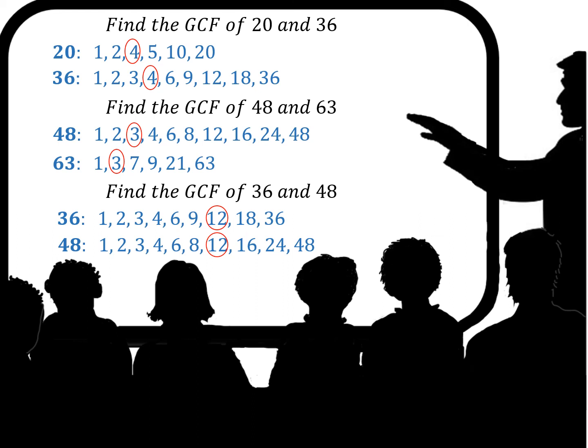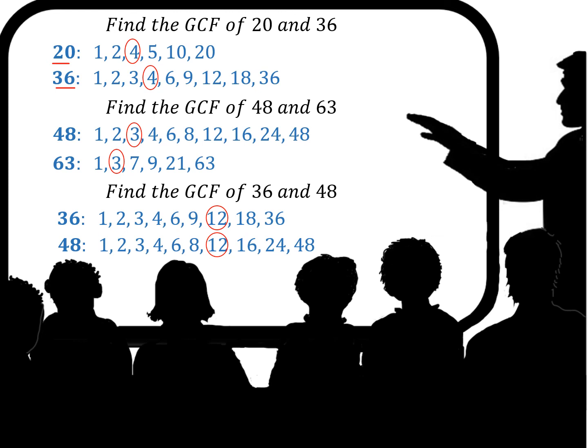Find the greatest common factor of 20 and 36. The first thing we do is use the divisibility rules to find all of the factors of 20 and all of the factors of 36. And here they are. Then we look at both sets of numbers and ask, what's the highest number that's the same between these two? Well, the highest one is 4. So the greatest common factor of 20 and 36 is 4.